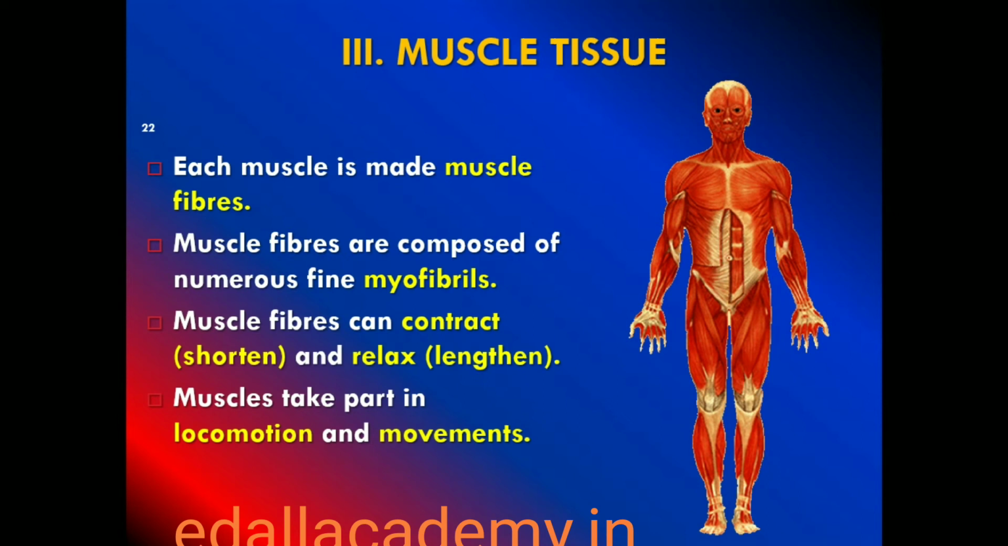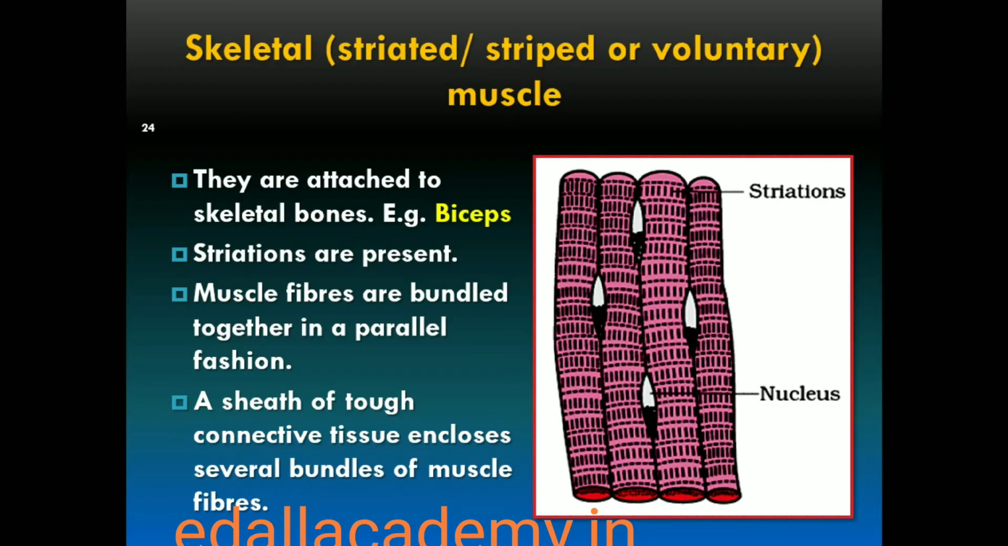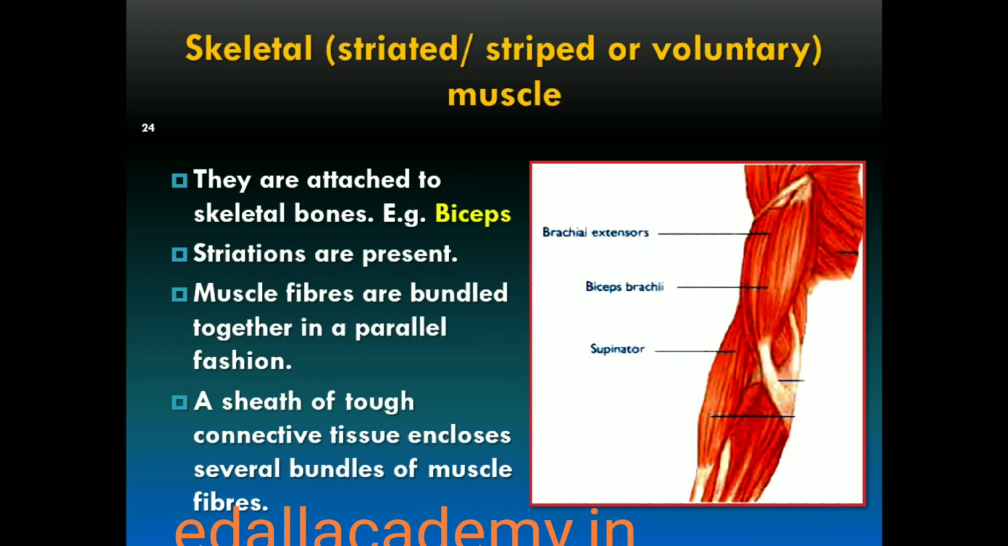In general, muscles play an active role in all the movements of the body. Muscles are of three types: skeletal, smooth, and cardiac. Skeletal muscle tissue is closely attached to skeletal bones. In a typical muscle such as the biceps, striated (striped) skeletal muscle fibers are bundled together in a parallel fashion. A sheath of tough connective tissue encloses several bundles of muscle fibers. You will learn more about this in Chapter 20.